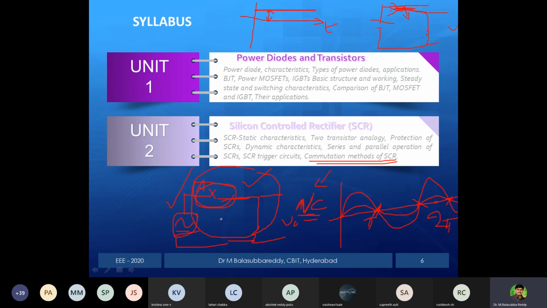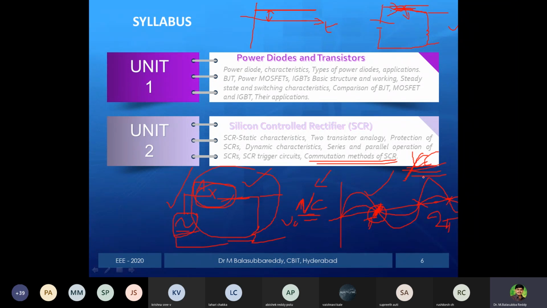How to bring it to 0? Here, without using any additional circuit, the current reaches 0. That's why it opens automatically, because the current is brought to 0 naturally. Natural commutation is also called line commutation, because the line voltage or line current naturally goes to 0. Both are the same. The other kind of commutation we call forced commutation.